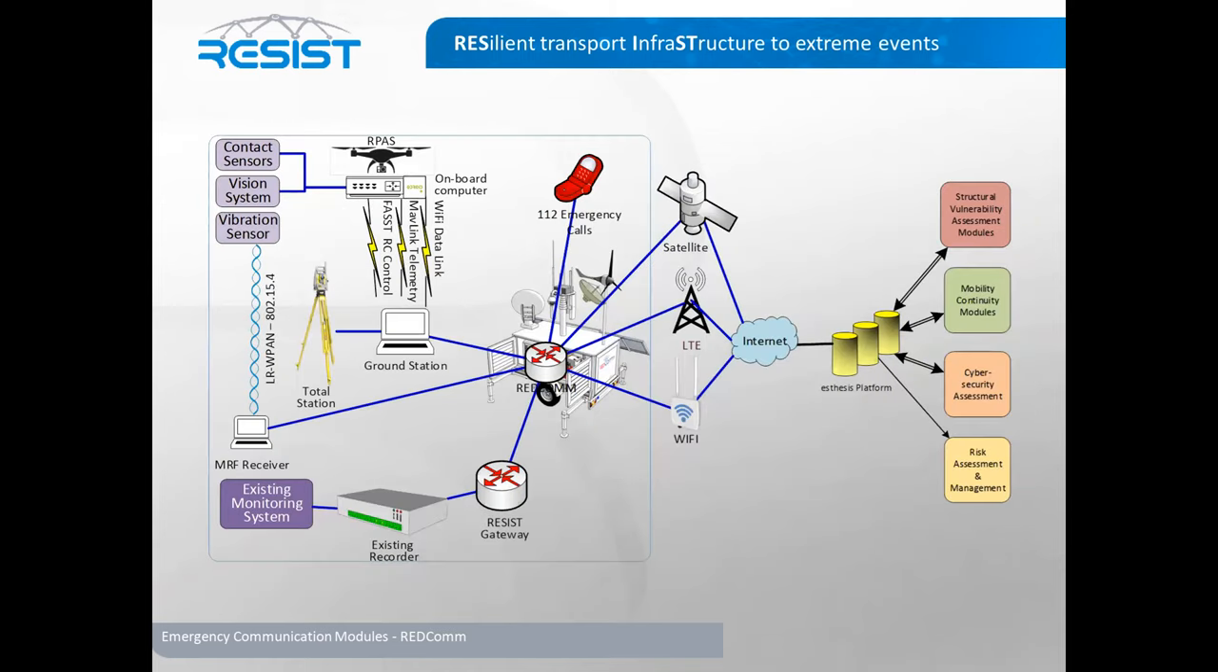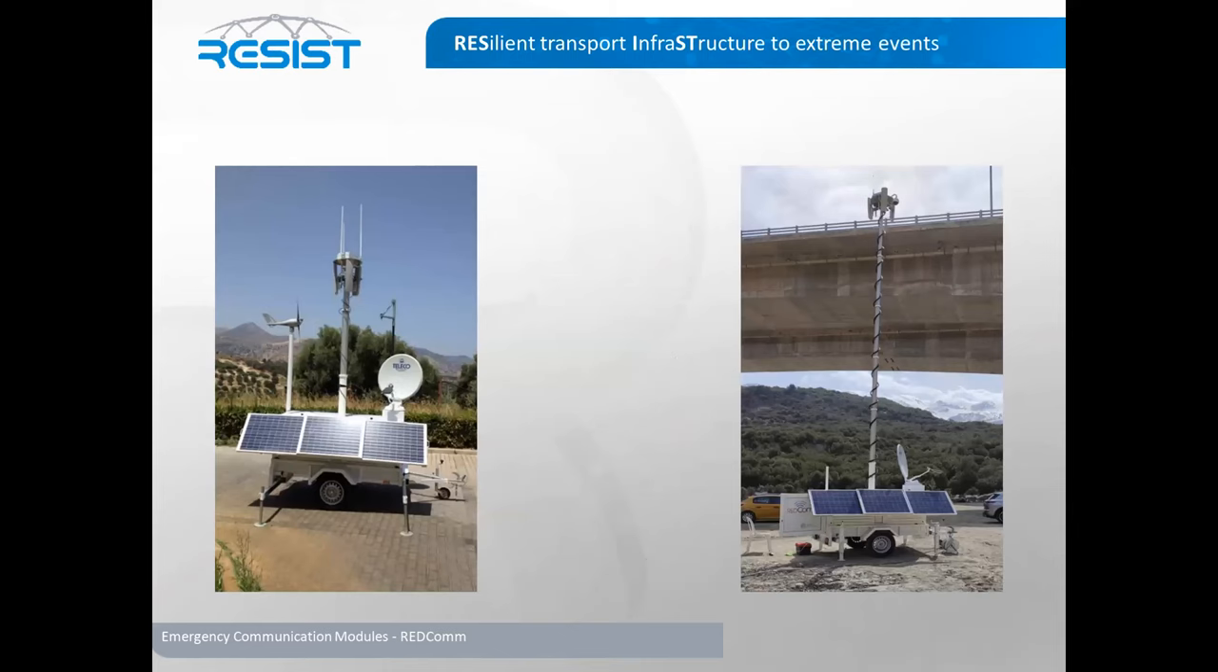So how does the REDCOM fit with the rest of the Resist components? As I have already mentioned, the server with all the virtual machines that run the rest of the components is inside the REDCOM trailer. The drone, the ground station, etc., are in direct communication with the server via REDCOM. This is how the REDCOM looks. On the right picture, we can see the REDCOM actually deployed during the first pilot in Egnatia Odos.